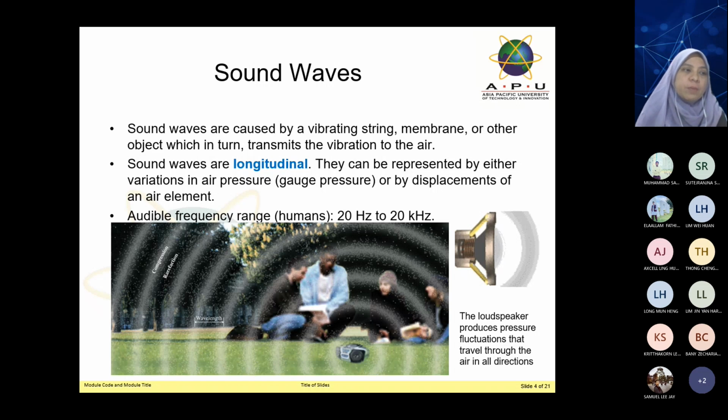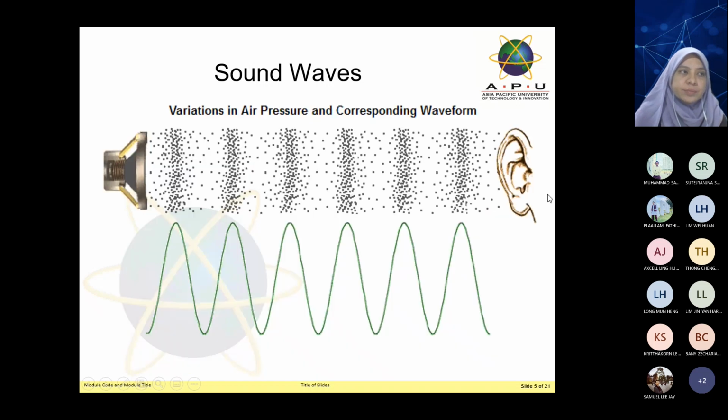The loudspeaker produces pressure fluctuations that travel through the air in all directions. Variation in air pressure and the corresponding waveform. So from the speaker, it travels to the ears or eardrum. Then this is the waveform which is produced from this sound wave.